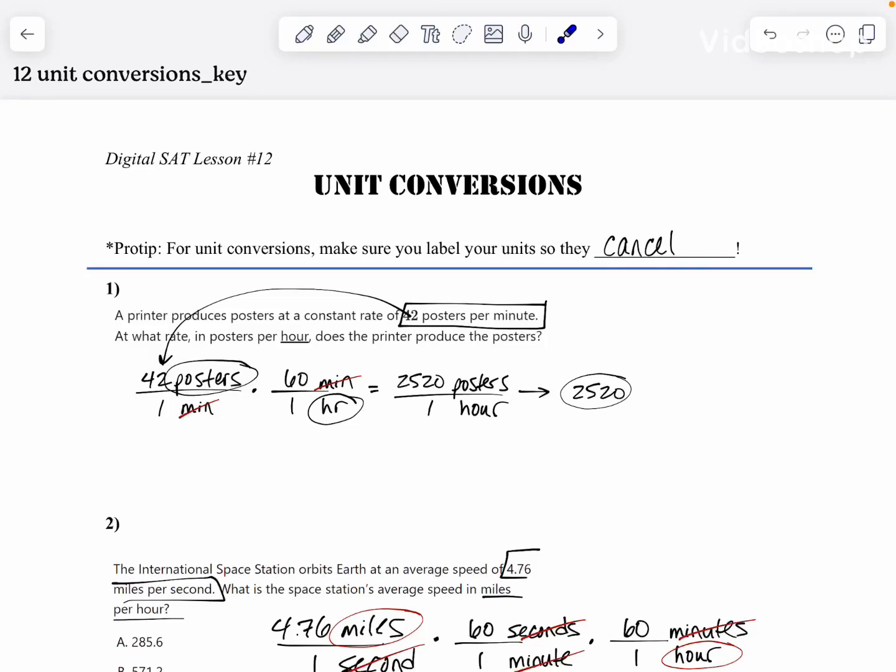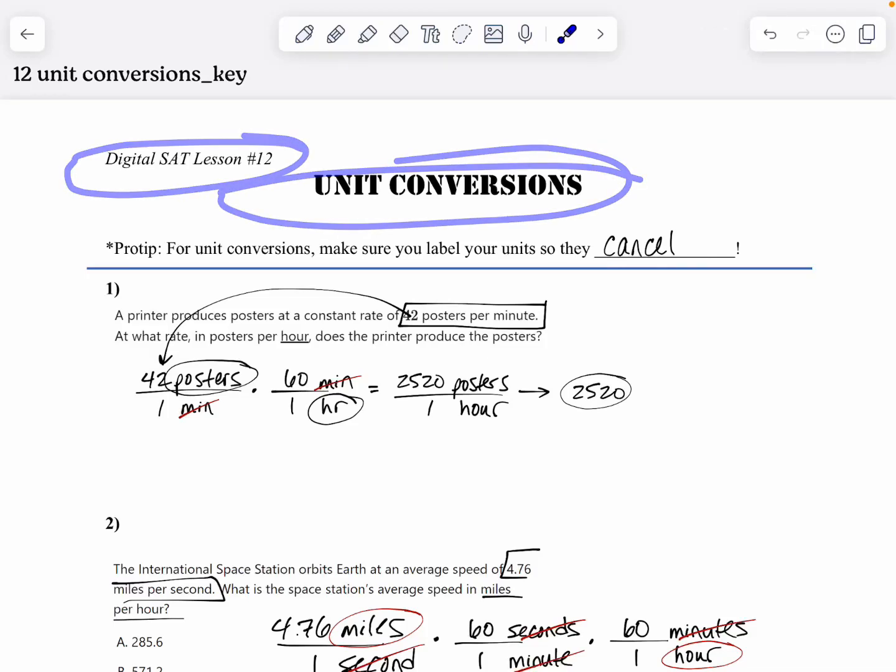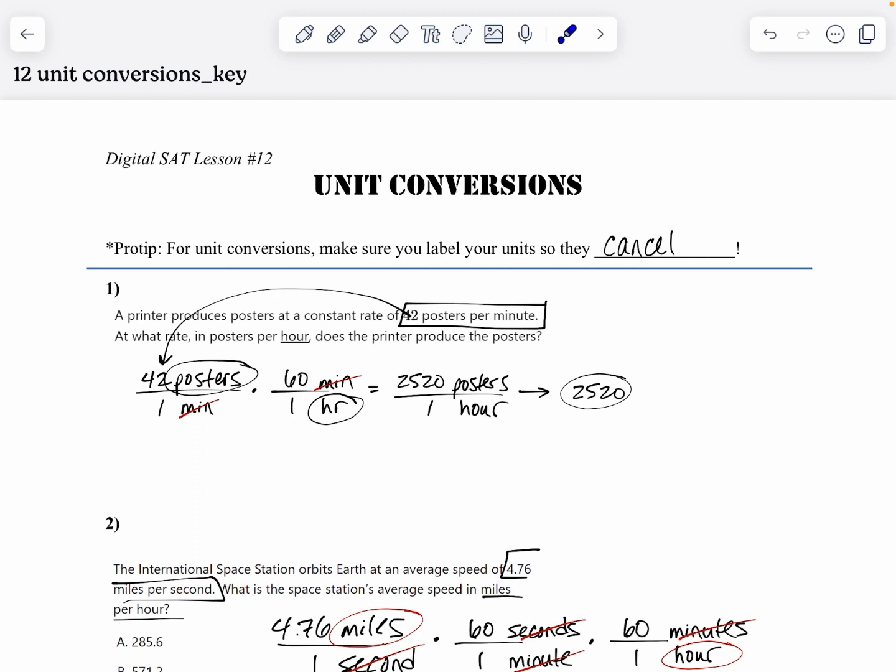All right, guys, lesson number 12 is unit conversion. So this might look familiar to you depending on what kind of science class you are in or have taken. I think they do a lot of unit conversions in chemistry. I could be wrong. Maybe it's physics. I don't exactly remember, but some of this might look familiar to you or it might look brand new.